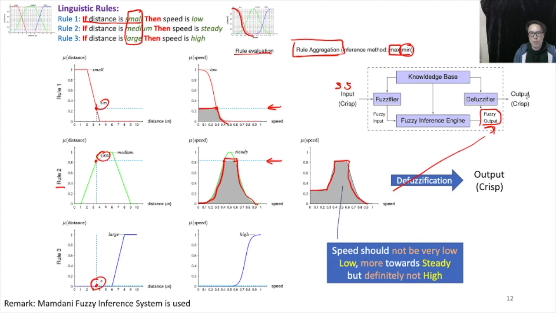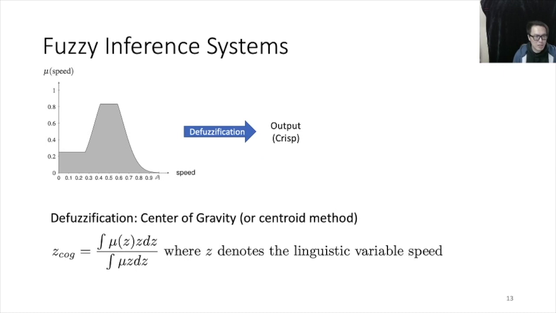Defuzzification is to turn this aggregated fuzzy output into a crisp output. One of the methods of defuzzification is using the center of gravity. This is the equation for that. I'm going to talk about this later on, but anyway, we apply this equation to come up with the center of gravity based on this position, and then we look up the x-axis, that is the output domain, the speed. We come up with, for example, this point, which suggests that the crisp output, the speed, should be 4.5 if the input is 3.5 meters.